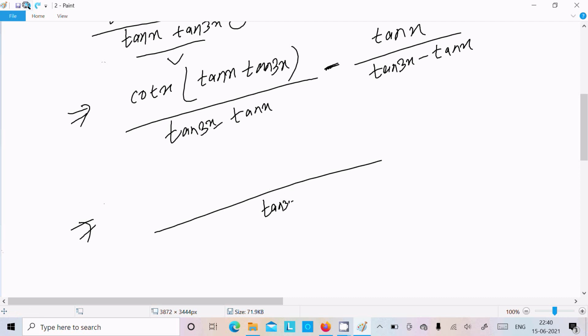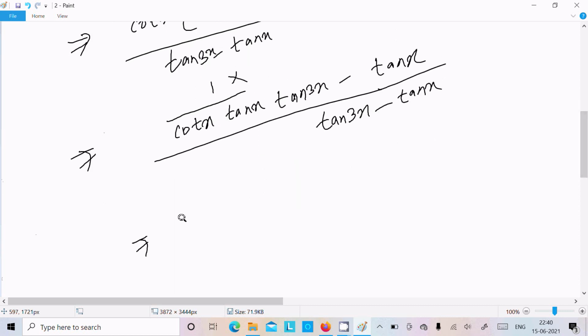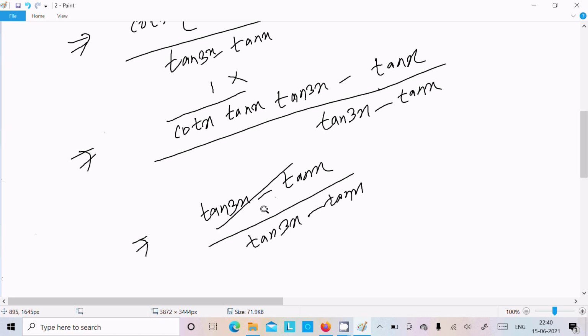So here the LCM comes tan x, tan 3x minus tan x. Now this multiplied with all of this, so we can write cot x into tan x into tan 3x minus tan x. So tan theta into cot theta, that is 1, and 1 into tan 3x, that is tan 3x minus tan x, divided by tan 3x minus tan x. So the same term is there, it cancels and 1 remains. So 1 is the answer to this question.